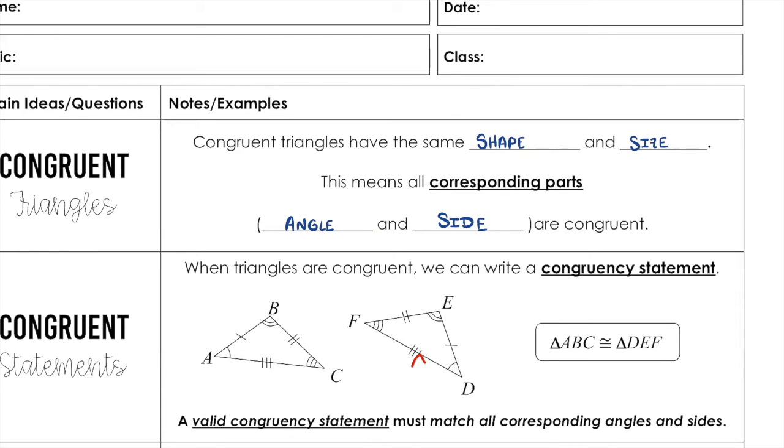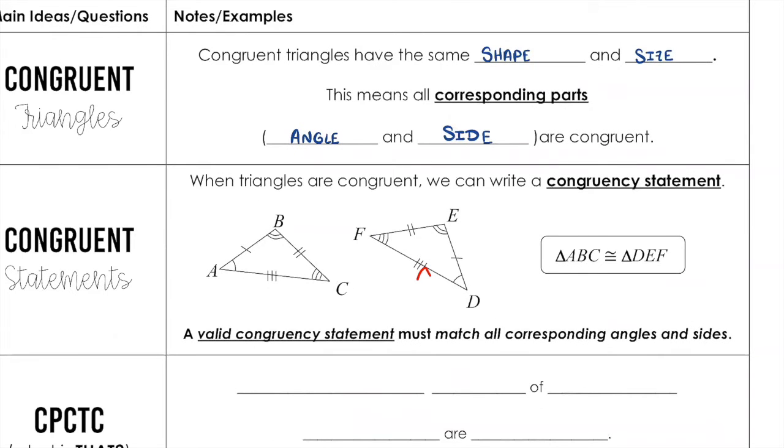So if our two triangles are congruent, we can write a congruency statement. And that word's like, what on earth, coach? This guy right here, triangle ABC, is congruent to triangle DEF, is our congruency statement. In order for our statement to be valid, we're going to match all of the corresponding sides and all of the corresponding angles.